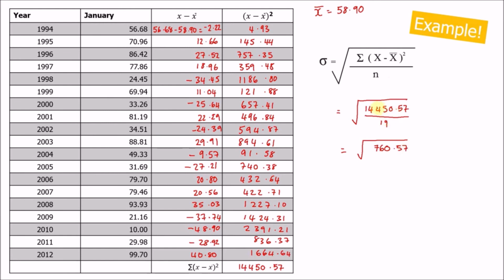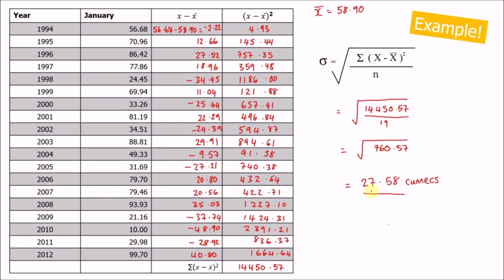If we calculated what this bit is and then square root 760.57, we get 27.58. And again, we're going to give that in the same units of measurement as we used before, which was QMEX. And once again, this number on its own doesn't mean a huge amount. Obviously, the larger it is, the more spread out the data is. The smaller it is, the less spread out the data is.